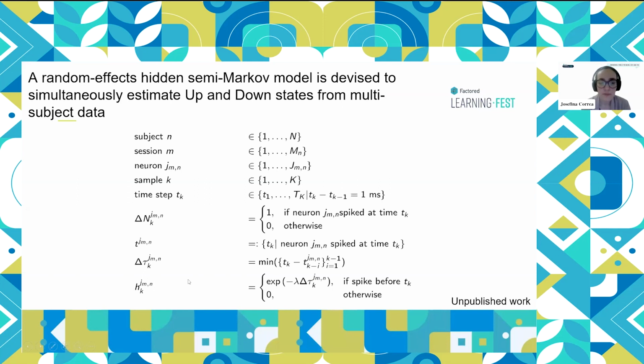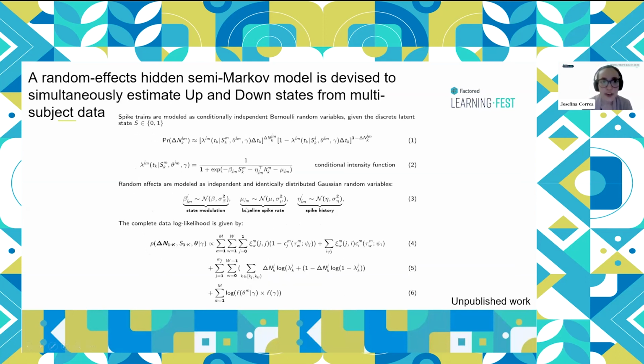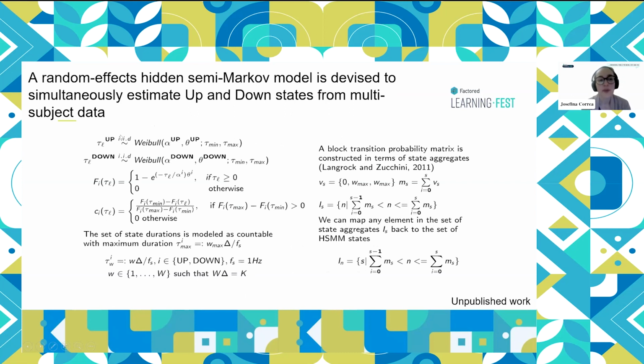So this function models the contribution of history as an exponentially decaying function. And the idea here is that instead of having a continuous latent state, now we're going to have a discrete latent state. It's going to be either 0 or 1, down or up. We can still use the Bernoulli process to model the likelihood function of the observations, but now we're going to incorporate that with a hidden semi-Markov model framework.